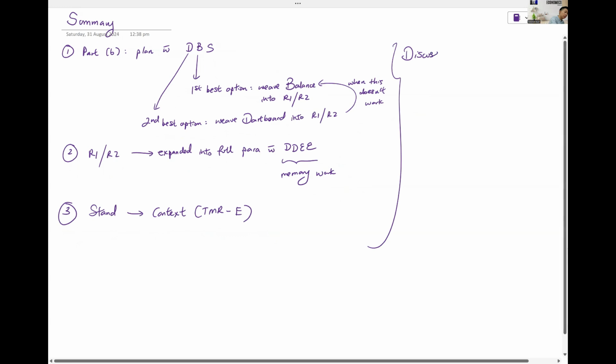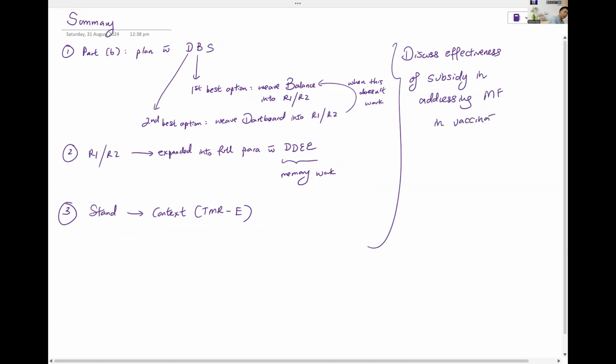Discuss the effectiveness of a subsidy in addressing market failure in the case of vaccinations. I know this is a firm's revision day, but since we're on this, can you just think of what's your R1, what's your R2? And we should go for a break now.